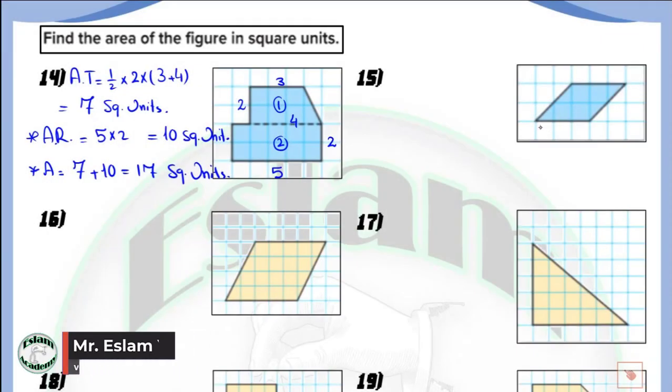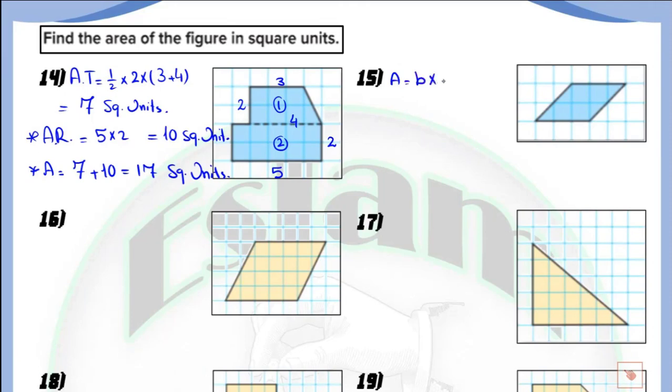In question number 15, we have a parallelogram. The area of the parallelogram equals the length of the base multiplied by the corresponding height. The base is equal to 3 units, and the height is equal to 2 units. So it will be equal to 3 multiplied by 2, which is equal to 6 square units.